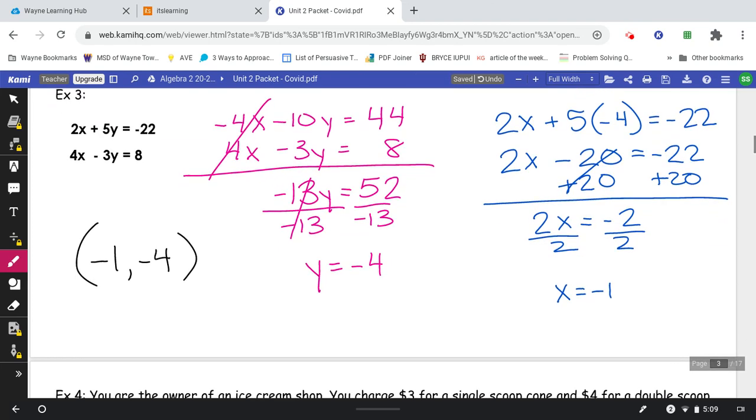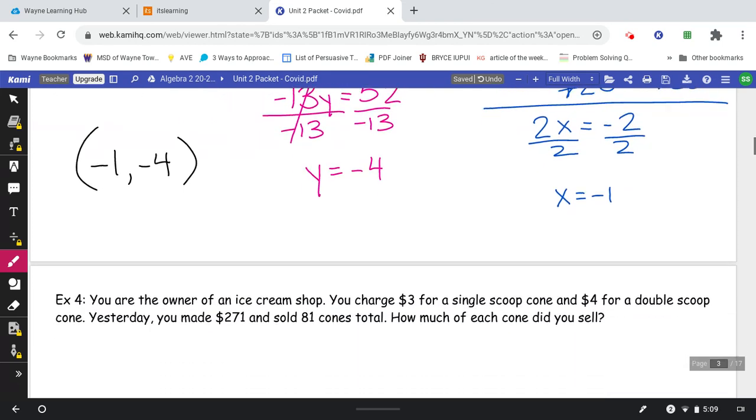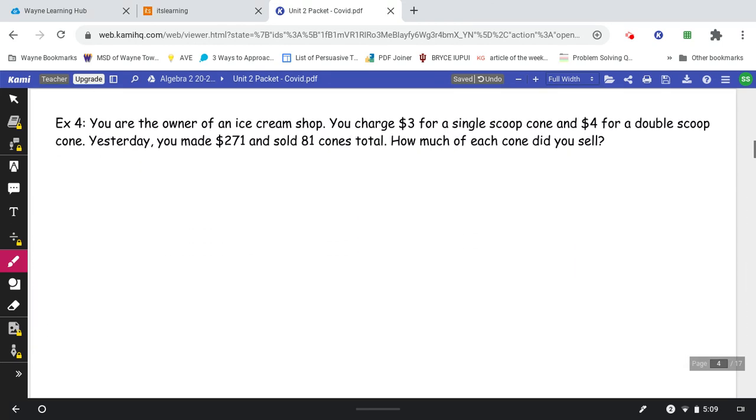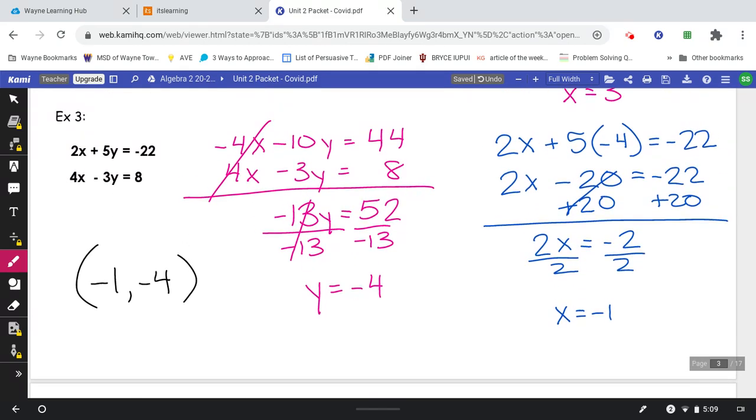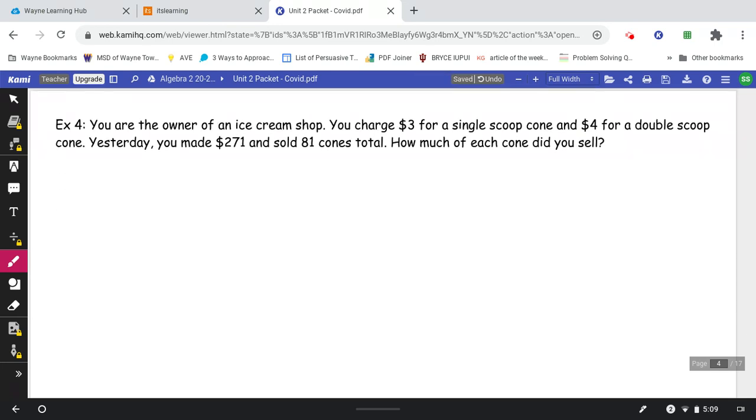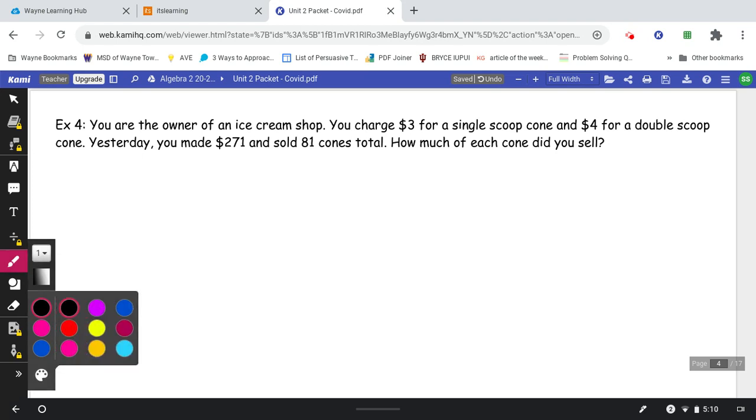Okay. So we're going to apply the same method, and we're going to do a couple story problems. When we write the story problems, all of our story problems are going to end up looking just like these type of problems here. Example 4, you are the owner of an ice cream shop. You charge $3 for a single scoop cone and $4 for a double scoop cone. Yesterday, you made $271 and sold 81 cones total. How much of each cone did you sell?